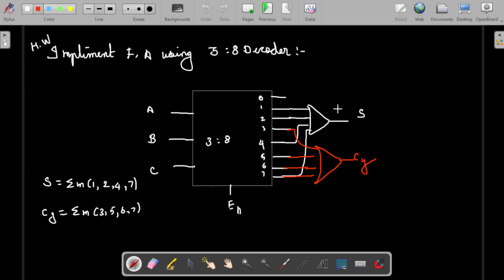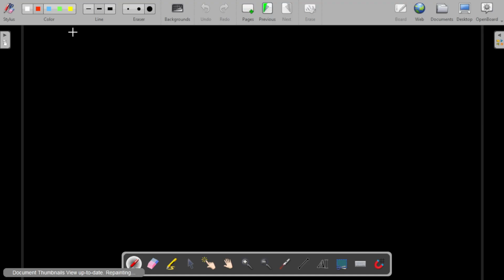So now from here we can conclude all our discussion on decoders. Let's get into encoders. An encoder is also the same thing, but the opposite version of a decoder. Let me give you some examples. Let's take an 8:3 encoder.